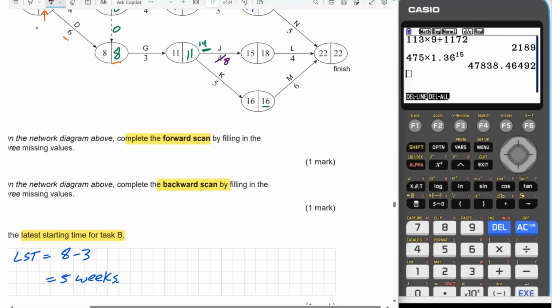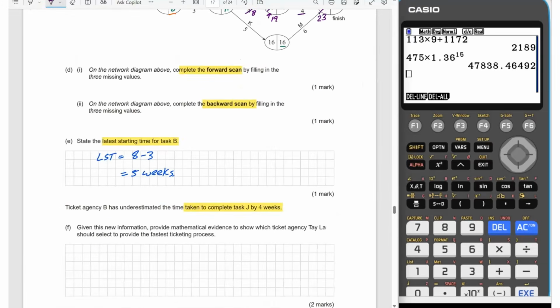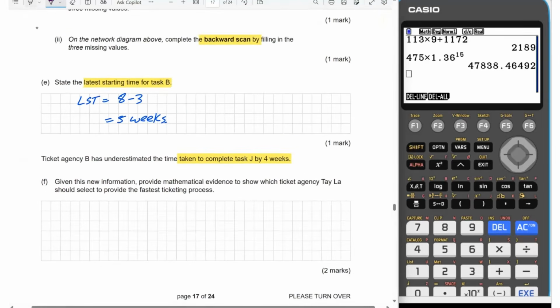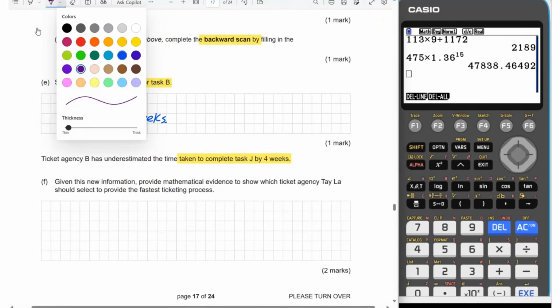So as we look at the forward scan changes here now, it's going to be 11 plus 8, which is now going to be equal to 19. And then that affects the finish time, because now we're going to have 19 plus the 4 weeks for L, which is now going to be equal to 23. And because we want the largest number on that left-hand side of the node, it has to be the new finish time for this network. So changing that definitely affects the minimum completion time.